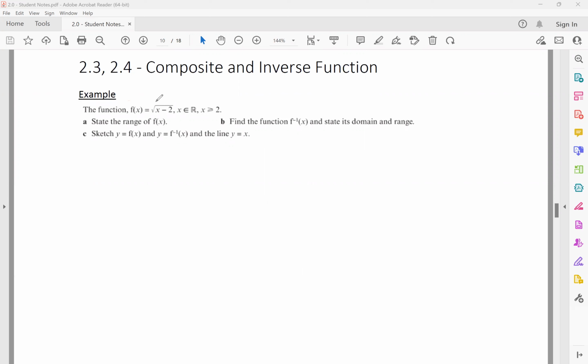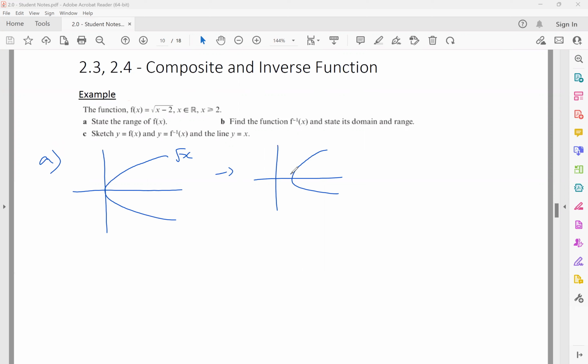So we can use the help of the graph. Now you know the square root of x graph looks like this, right? So that's a root x graph. Now when you have root x minus 2, the minus 2 is inside with the x. That means you're moving the graph to the right by 2. So moving the graph to the right by 2 looks like this, and that's 2. So what's the range then?